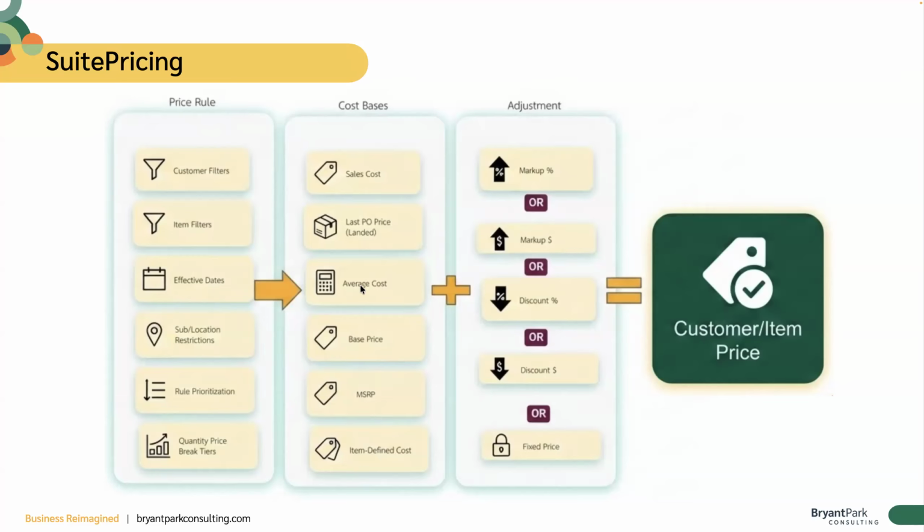And when all is said and done, we then end up with the customer item price. So in a world where there might be many customers and many items, we no longer have to maintain large spreadsheets and do a lot of offline calculations of what those prices should be. We can use the price rule and the aforementioned cost basis, sales cost calculation to generate a customer item price in real time based on the data as it exists inside of NetSuite.